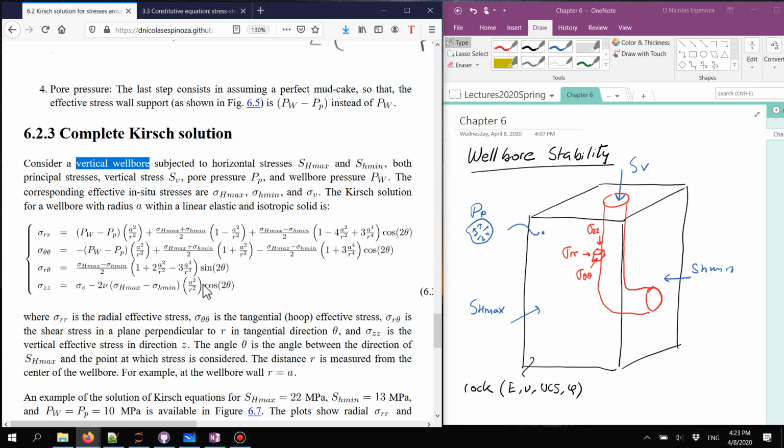And you can see they are a little bit long, but we're going to explain step by step what the components of this equation are. This is not something that I would recommend that you memorize, but you should know the influence of each of these parameters on the solution. So how did Kirsch find this solution?